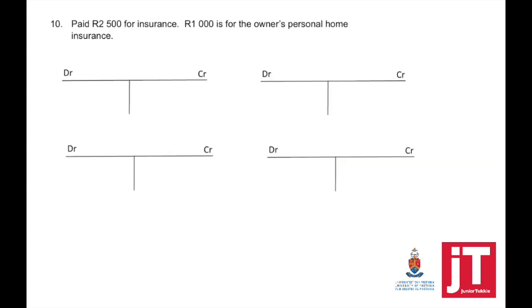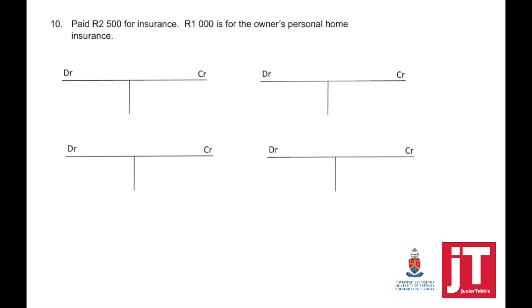No. Transaction number 10. Paid 2,500 for insurance. 1,000 is for the owner's personal home insurance. So this means that the business, from the business bank account, they've paid 2,500. But they paid for the business insurance and for the owner's personal insurance. So when we have this type of transaction, it's always better to split them up in two, especially when we do it on the accounting equation.